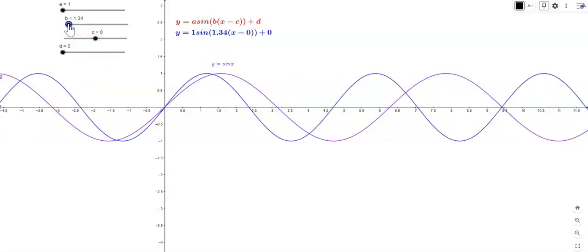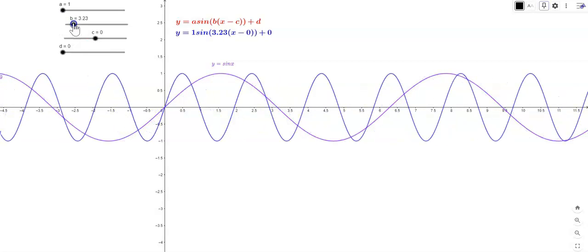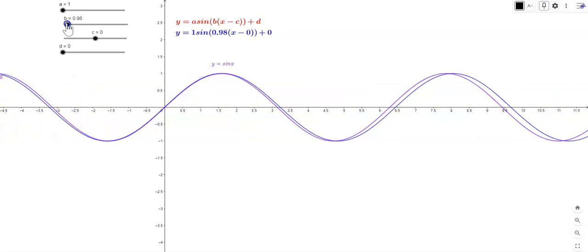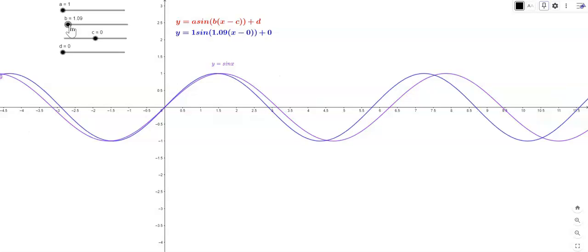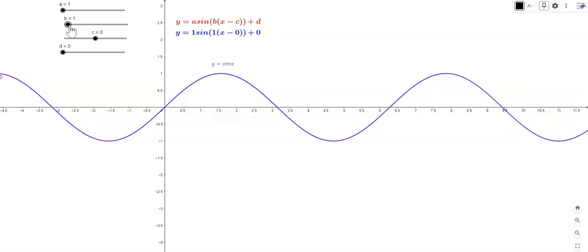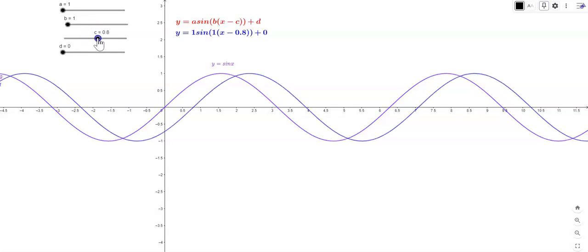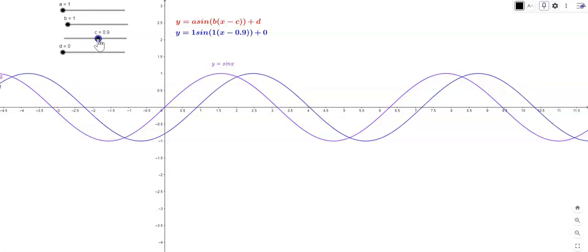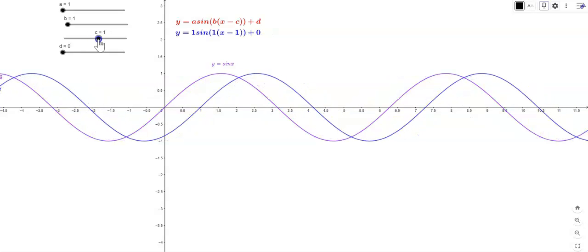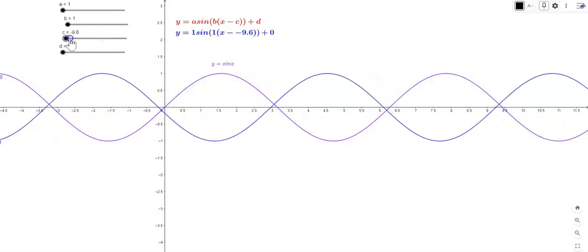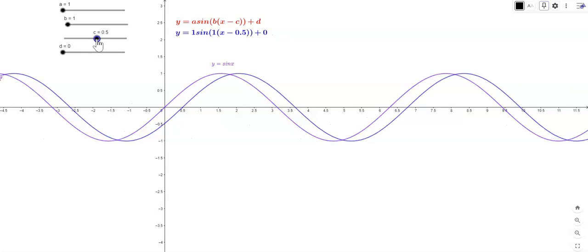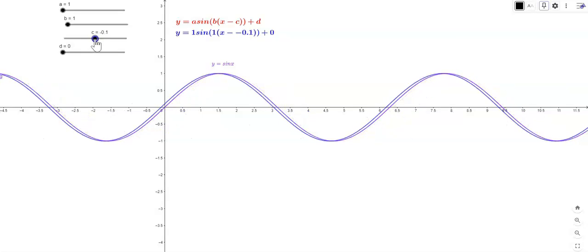Let me move this back to what we had before, which was 1. Apologize, it's a little difficult to move it back. Okay, and then let's see what C does. C will take my graph and move it left and right, depending on its value. If I move the C to be 1, notice I have a phase shift of 1. My graph has now been moved to the right one. Okay, let me move this back to where it was, which was 0.